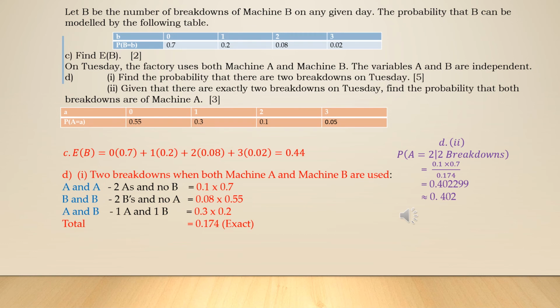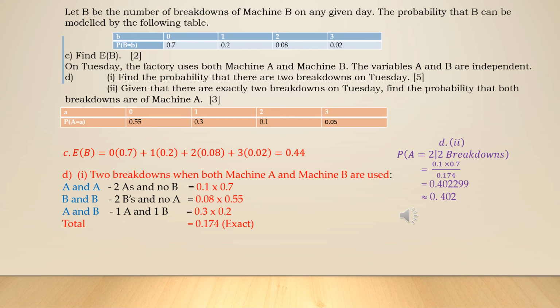This is a combination of the previous problem. Let me read. Let B be the number of breakdowns of machine B on any given day. The probability of B occurring can be modeled by the following table. Question letter C. Find the expectation of B. So here we're going to use the formula summation of all n times P. So we have 0 times 0.7 plus 1 times 0.2 plus 2 times 0.08 plus 3 times 0.02. The answer is equal to 0.44.